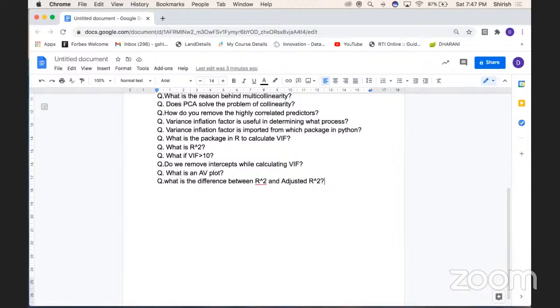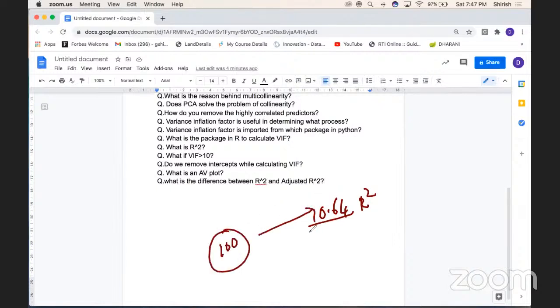R square is your coefficient of determination. Suppose 0.64 is your R square value. What does the interpretation come to? When you have 100 data points, your model will be able to predict 64% of them correctly. That is the interpretation, and that is also called your coefficient of determination.